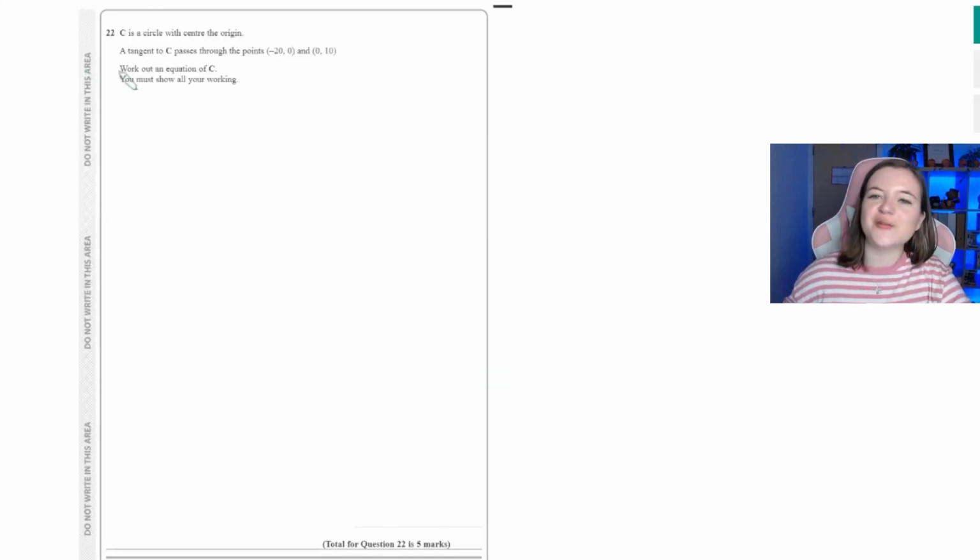Question 22. C is a circle with centre the origin. A tangent to C passes through the points -20, 0 and 0, 10. Work out an equation of C. You must show all your working.